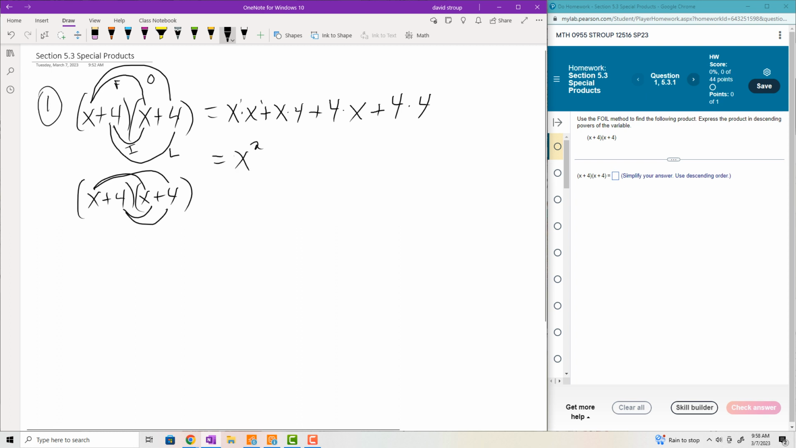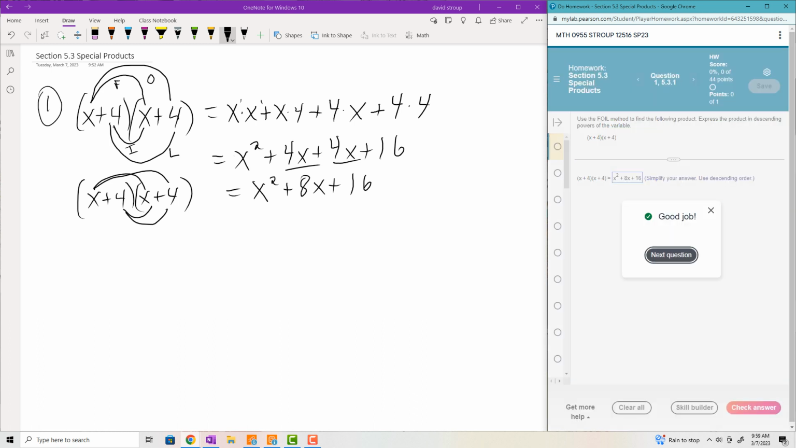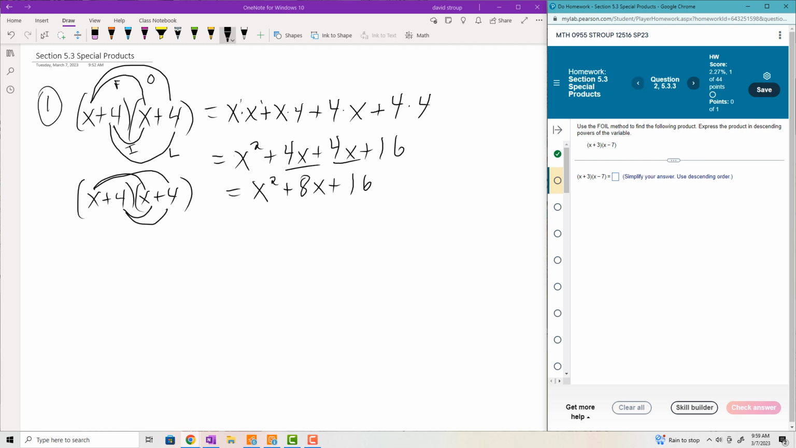So 1 plus 1 is 2, plus x times 4 is the same as 4 times x. And then 4 times 4 is 16. And then combine these two inner and outer terms. So you get x squared plus 8x plus 16. And so it's really nothing new. It's just give it a catchy name, I guess. Okay, and then it's just more of the same.